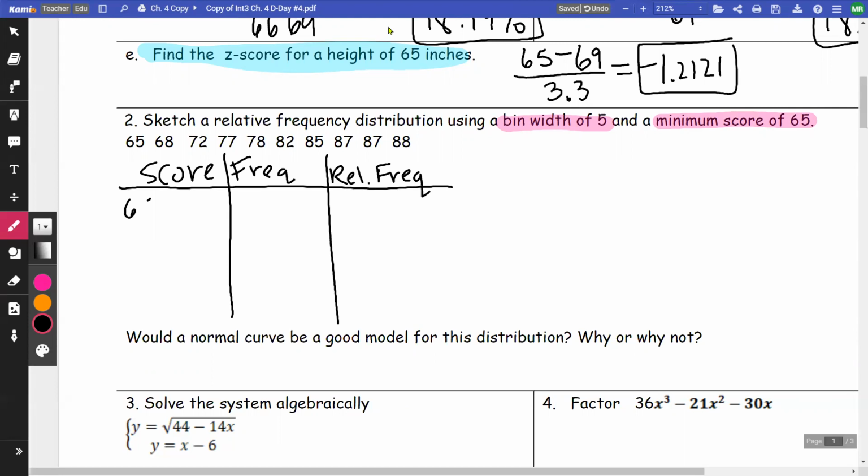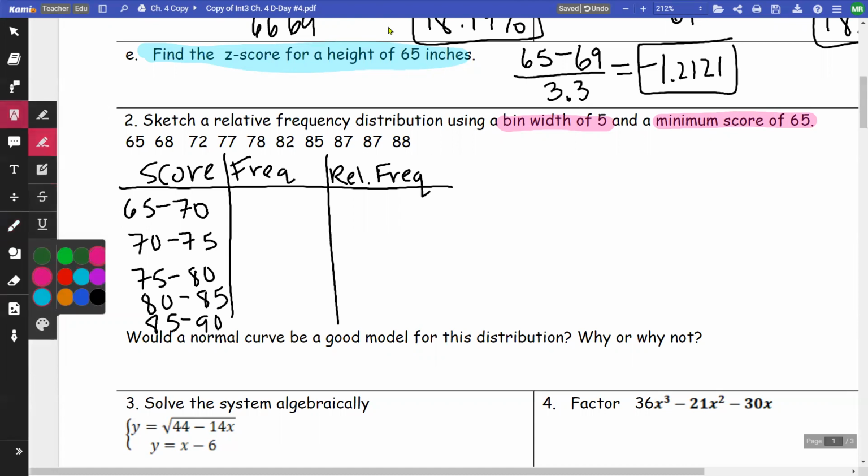So I'm going to go 65 to 70, but 70 is not included there. 70 to 75, but 75 is not included there. 75 to 80, but 80 is not included there. 80 to 85, but 85 is not included there. And 85 to 90.